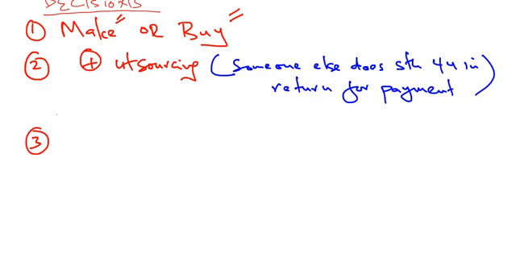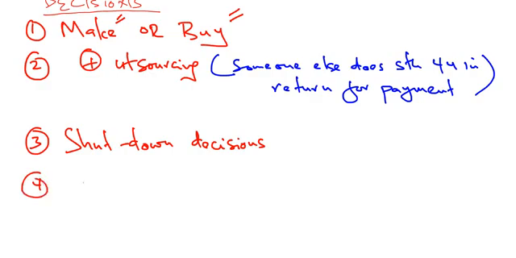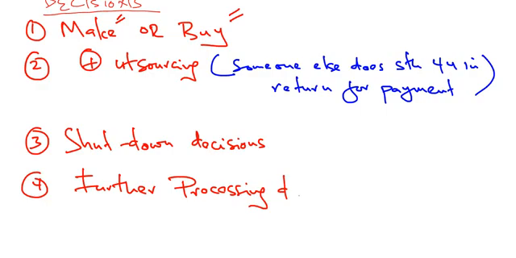What other decisions would we make? There's something called a shutdown decision. So you have a factory which you need to close down. That's an example of a shutdown decision. You could also think of something called further processing decisions. Same concept.